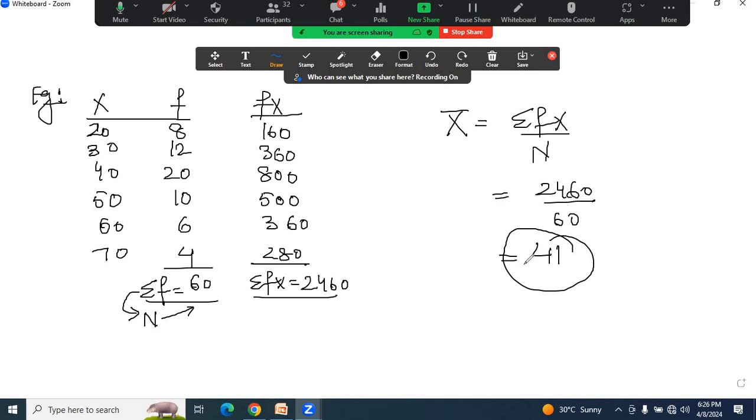So what is my conclusion? I got the answer, that is correct. What is this 41? What have I found? Average marks. The average marks of 60 students is 41. There are 60 students in my class, but my class average is 41.